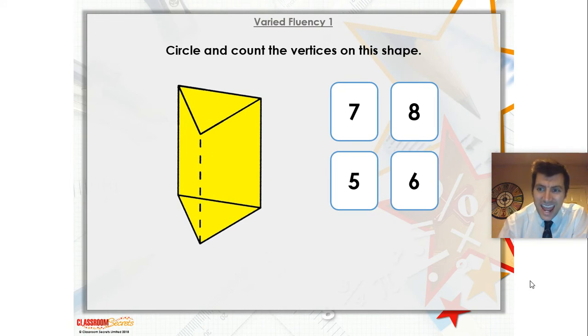Now, how many times does an edge meet another edge on a triangular prism? How many times do you think it is? Is it 5, 6, 7, or 8? Pause and have a look. Point to each one on your triangular prism if you can.